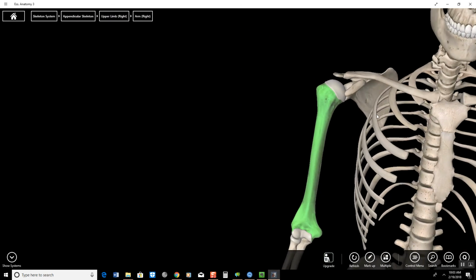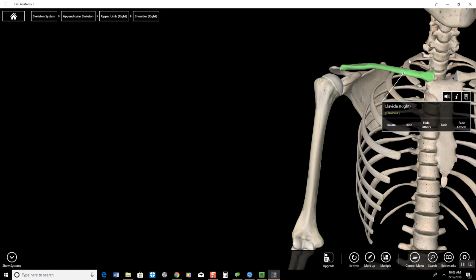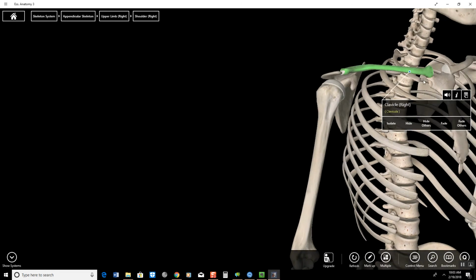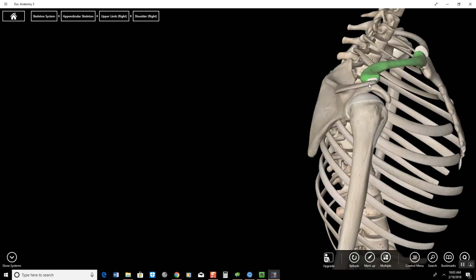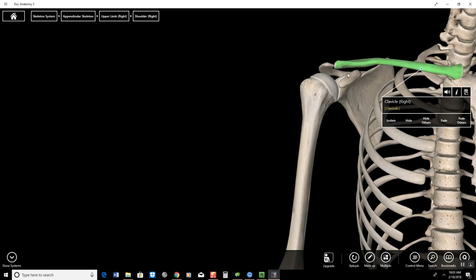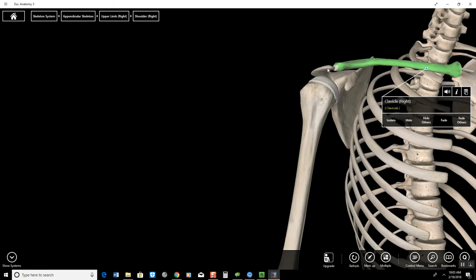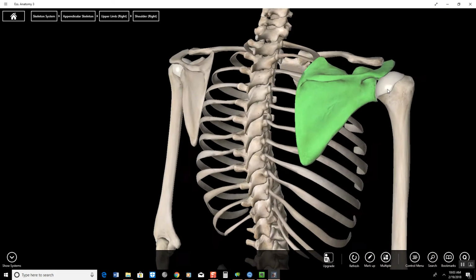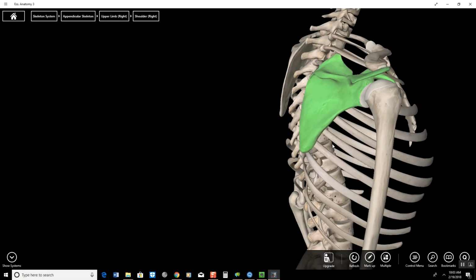And then if I move over here, you can see this is the clavicle. That's also part of the shoulder. It attaches to the sternum. So this is the sternoclavicular joint right here. There's a joint right there that has to move when you move your arm. And then the AC joint is right here, where the clavicle attaches to the scapula. So that's kind of neat. You can see the bones of the shoulder.